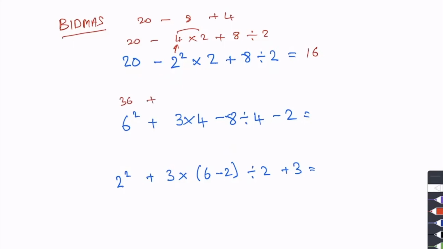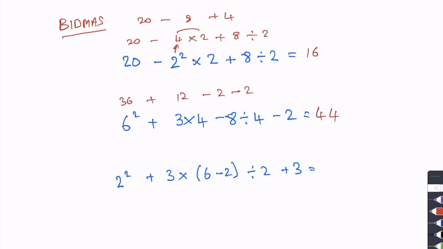Plus, and we see divisions and multiplications. We do them in the order we see them. 3 times 4 is 12. Minus 8 divided by 4 is 2. Take away the last 2 that we see there. 36 plus 12 is 48. 48 minus 2 is 46. And 46 minus 2 gives you 44. So let's look at the next one.